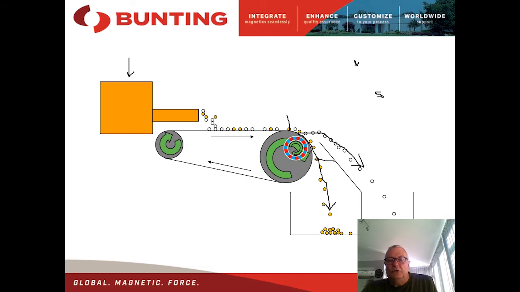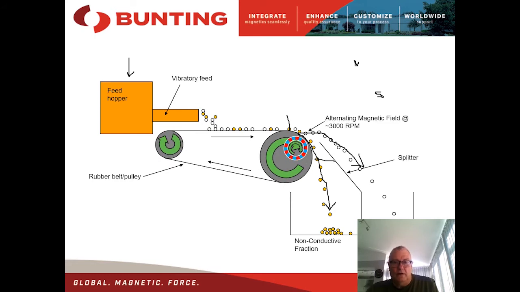So materials thrown off this way, non-conductors thrown off this way. So for example, copper here, plastic here. Now when we're separating a process, then we can control the separation based upon a number of factors. First of all, the feed rate that we're putting onto the machine and the belt speed, the rotational speed of the rotor here.